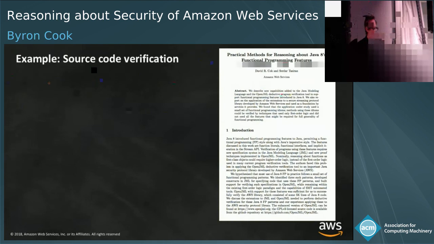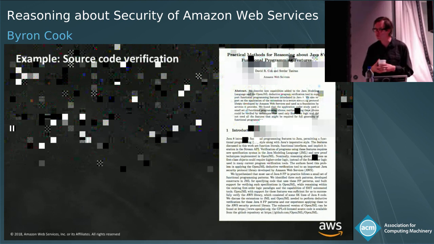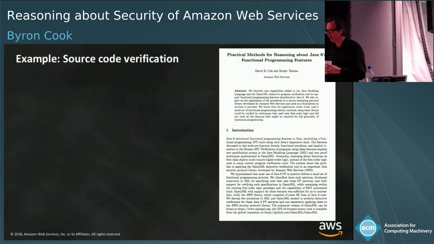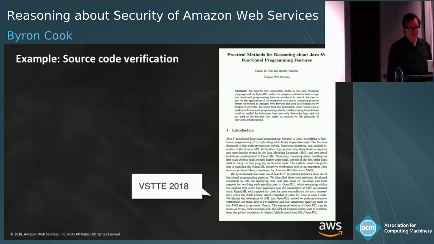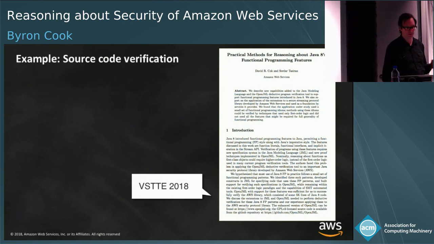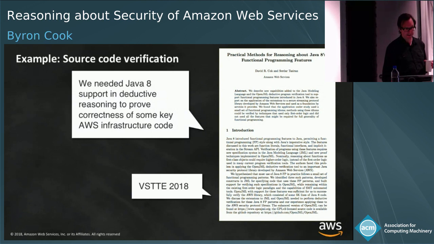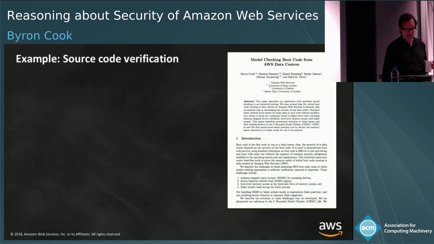So a few papers. We were trying to do some proof on a streaming protocol that was implemented in Java 8, and a lot of the Java verification tools didn't support Java 8 functional programming features. So we have a paper at VSTTE about some reduction of the features that we frequently see in the code for existing tools. So in this case, OpenJML.